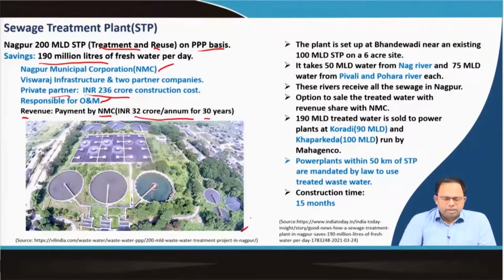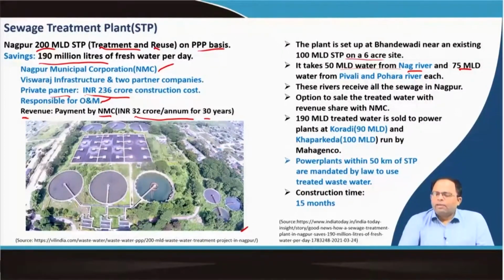So, this is the image of the plant. You can see from the top, the plant is set up in Bhandalwadi near an existing 100 MLD STP on a 6-acre site. Where does it get its wastewater? It takes 50 MLD of water from the Nag river and 75 MLD from the Pivali and Pohara river each. So altogether, 75 plus 75 is 150, plus 50, around 200 MLD of water it takes up.